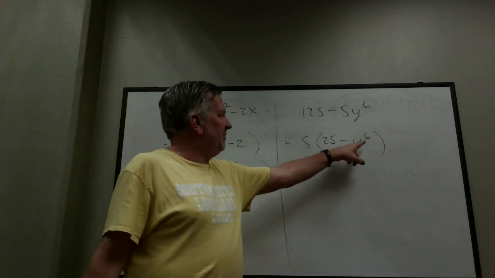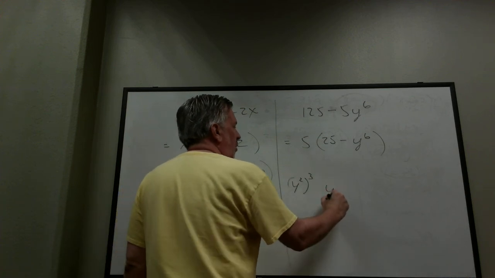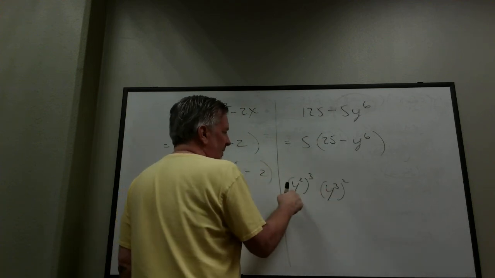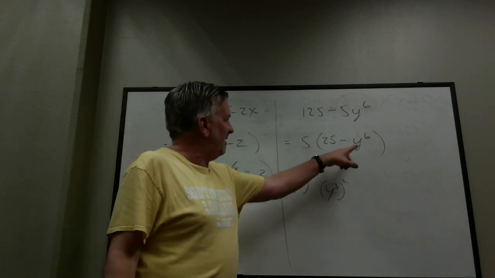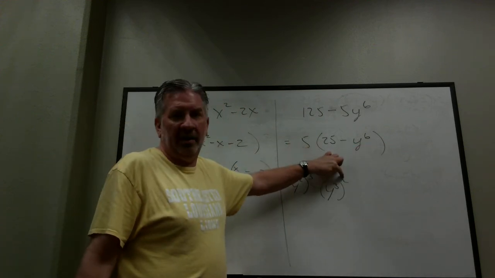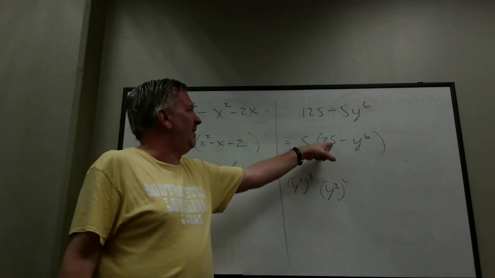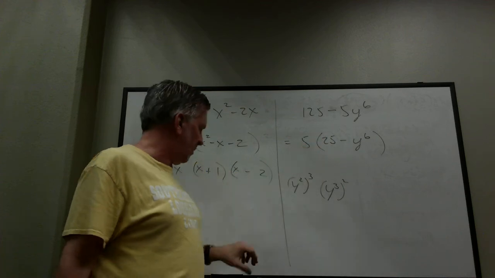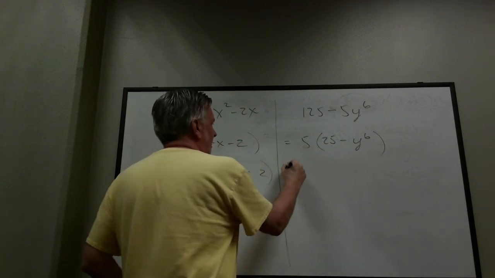Now the y to the 6, you can think of that as y squared cubed or y cubed squared, can't you? Because base to a power, you multiply the powers. You get a 6 on both of those. So you can think of y to the 6 as a cube and a square. Either one. But which of these do you think we're going to use? Well, 25 is not a perfect cube. It's a perfect square. So I think we want to think of that as a square.